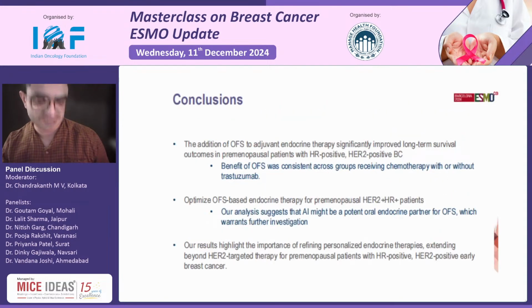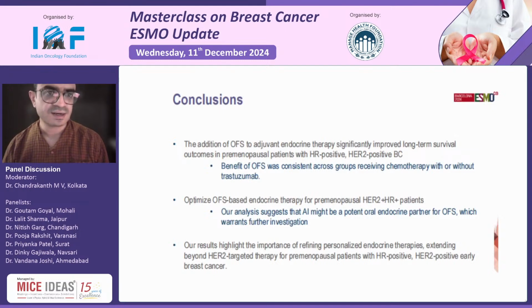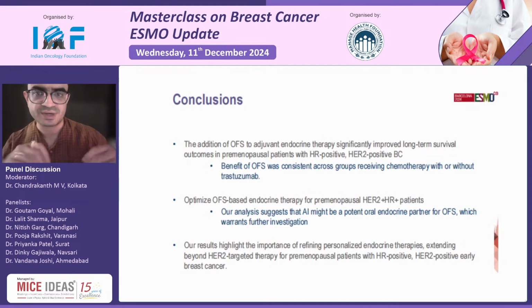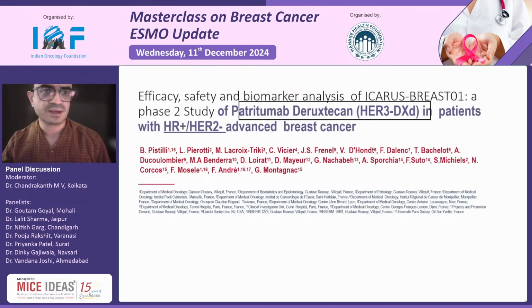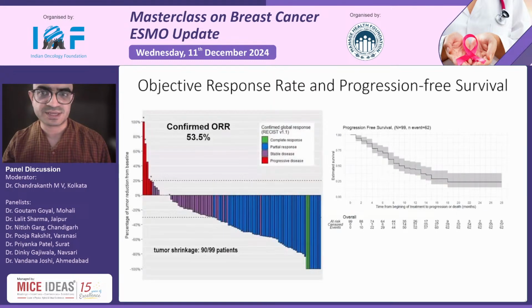So these are the conclusions of that particular trial. The addition of OFS to adjuvant endocrine therapy improved survival and optimized ovarian function suppression. And this highlights that an aromatase inhibitor might be a potent endocrine partner if you are using it along with trastuzumab. Right. So these are some new drugs like patritumab deruxtecan with a very impressive response rate that we saw.